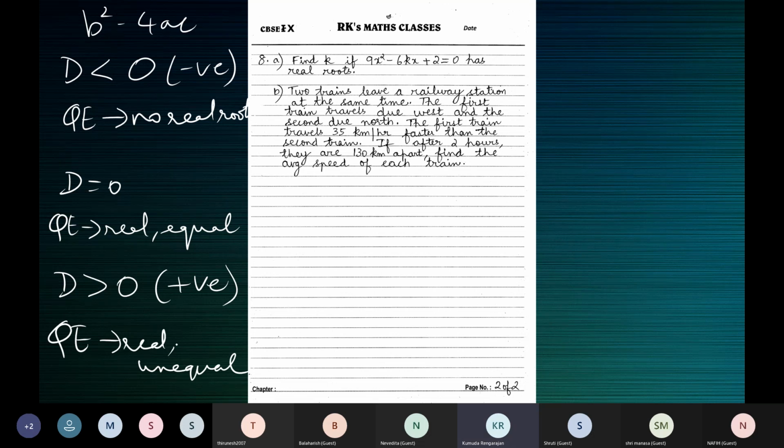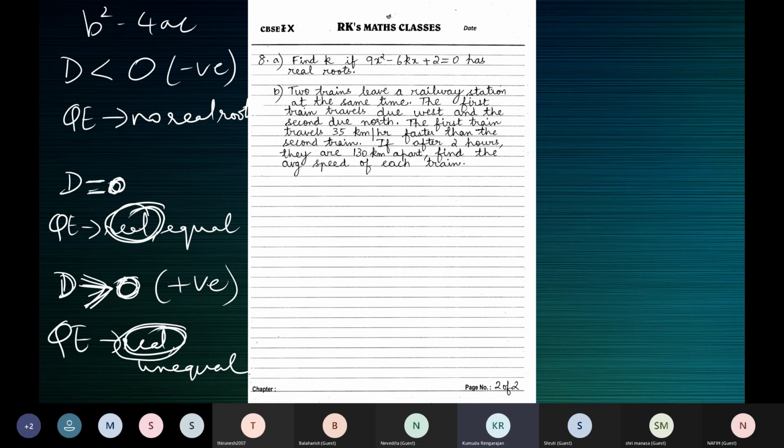So which are the cases where the quadratic equation has real roots? When D is equal to 0, it has real roots. When D is greater than 0, also it has real roots. The roots are real when D is equal to 0 or when D is greater than 0. You can see real equal roots, real unequal roots.